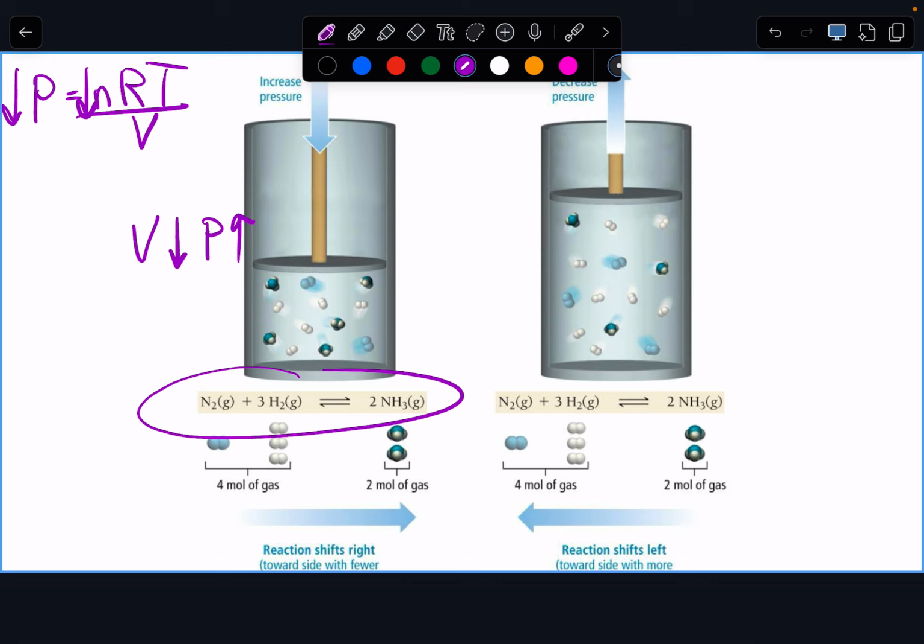So if the volume is compressed, it increases the pressure, that's the stress, and so the reaction responds by going towards the side that has fewer moles of gas, because that will change the pressure back, or at least lower it from this increase that was caused. Because 2 moles of gas, remember, they're in this container, they're bouncing around, they're hitting the sides. 2 moles of gas is going to hit the sides of the container less frequently than 4 moles is. So it will reduce the pressure in that system by shifting towards the side with fewer moles.